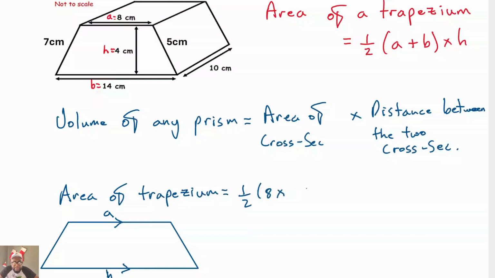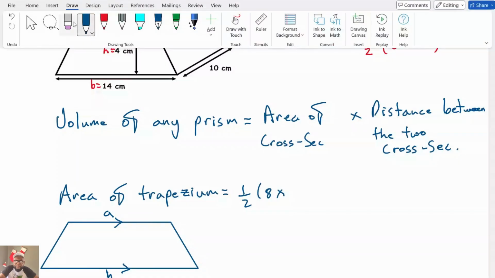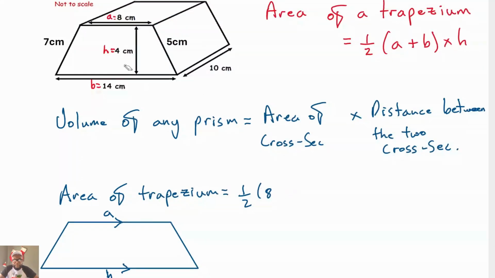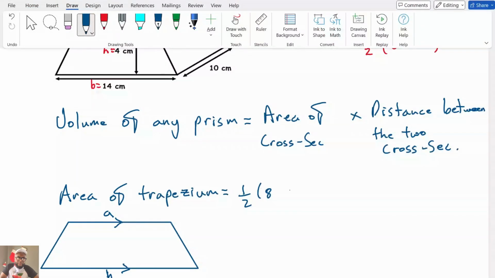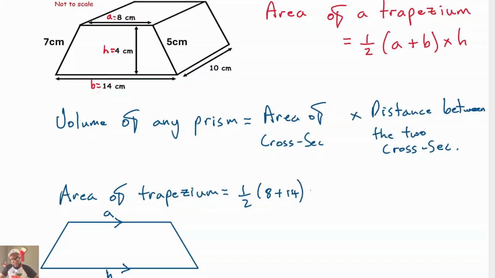8, plus, not multiplied, sorry, plus. What is B? 14. Multiplied by what's the height? The height will be the distance from one side to the other, the perpendicular distance. Right? So I'll draw in our 90 degrees here. This is your height, and we have 4. That's the area of your trapezium. And when you work this out, what are you getting here, my children?